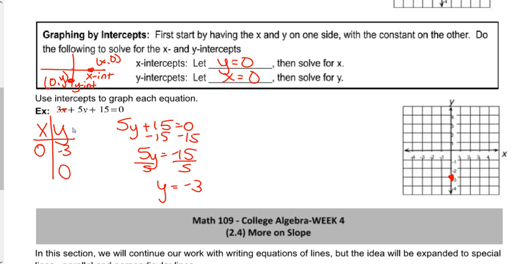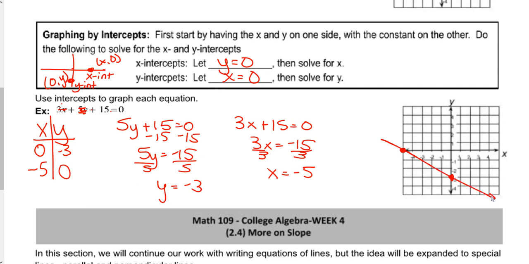And then if I let y be 0, this term now is gone. So I'm left with my 3x plus 15 equals 0. And again, if I subtract 15, I get -15. Divide by the number next to the letter. Therefore, x is -5. So my x-intercept now is -5. So on the x-axis, we're crossing at -5. And here we have 2 points that we can connect to create that line.